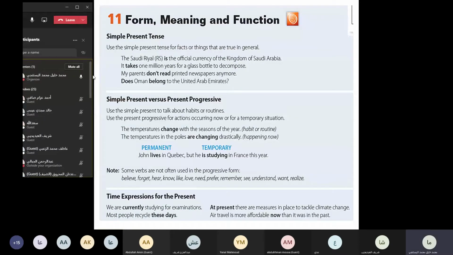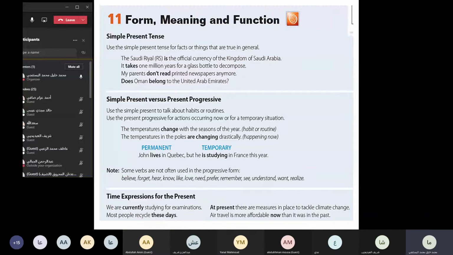Verbs which do not take what? The -ing form. Some verbs are not often used in the progressive form. We call them what? Stative. Like believe, forget, know, love, like, need, understand, want, realize. These verbs do not take the -ing form at all. We use them always with what?